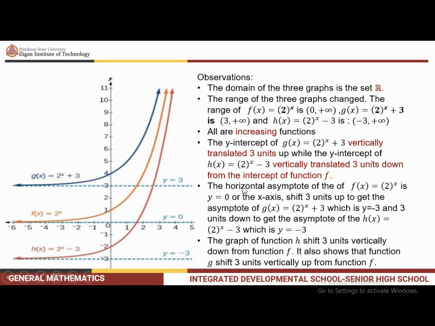Then after that, the horizontal asymptote of the different functions also changed. So here you'll have y equals 3, here y equals 0, and here y equals negative 3. The graph of function h shifts 3 units vertically down from function f. Okay, 3 units vertically down. It also shows that the function g shifts 3 units vertically up from the function f. So when it's plus 3, 3 units up. When it's minus 3, 3 units down from the parent function.